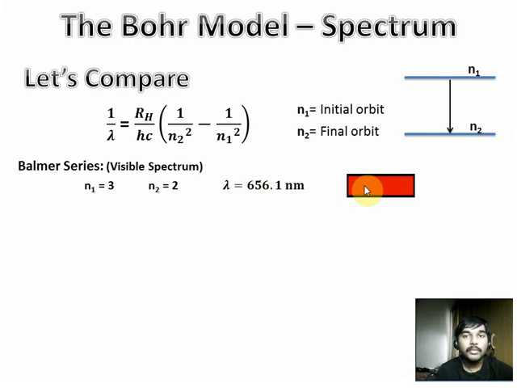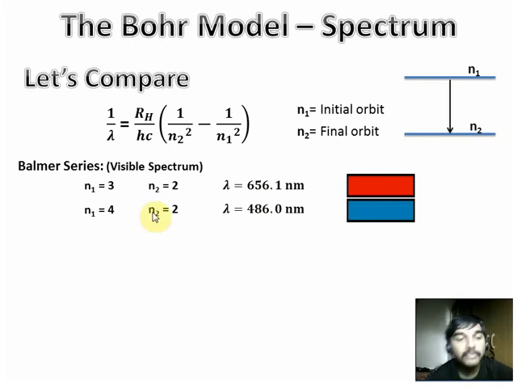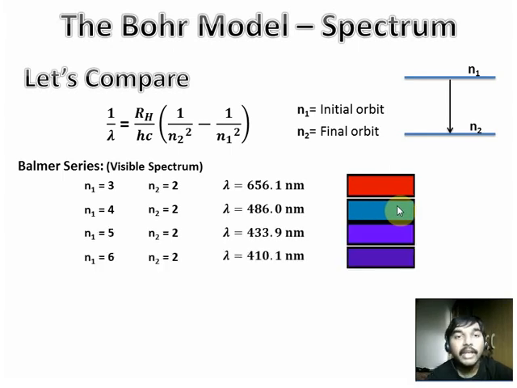Now if it comes from one orbit higher, from n4 to n2, so it jumps from E4 to E2, then the wavelength that is emitted is 486 nanometers, which is blue. How about n1 equals 5, so E5 to E2? That gives you 433 nanometers, which is violet, and E6 to E2 gives you something darker in violet, 410 nanometers. After that you can have 7 to 2, and it goes into the ultraviolet, so you can't see it.